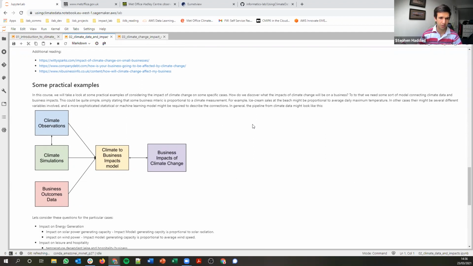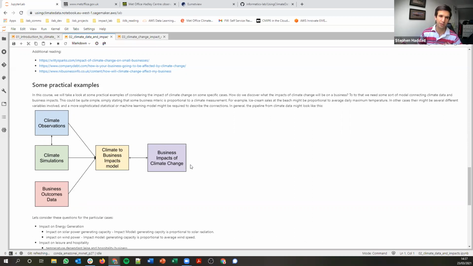So you can see there's a sort of model here of how that might happen. We've got climate observations and simulations. Maybe you have some business outcomes data, about the profitability of certain investments or something similar, which you can bring together with climate data. And then you generally want to have some sort of model of how to bring that data together to predict a business impact of climate change.